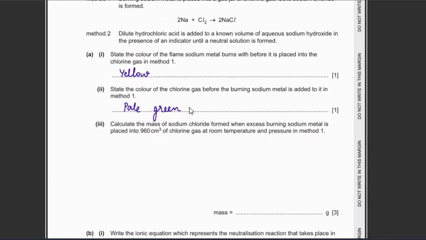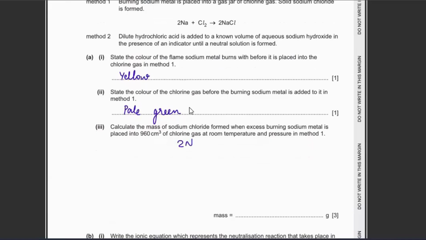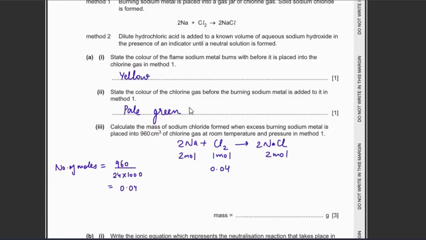placed into 960 cm³ of chlorine gas at room temperature and pressure in method 1. So the reaction in method 1 is 2Na plus Cl2 gives 2NaCl. Now we can write down that 2 moles of sodium reacts with 1 mole of chlorine to give 2 moles of sodium chloride. We have 960 cm³ of chlorine gas at room temperature and pressure. So we have to find the number of moles of chlorine gas, which is 960 divided by 24 dm³, that means 24 into 1000. Now this gives us 0.04. So the number of moles of chlorine present is 0.04.